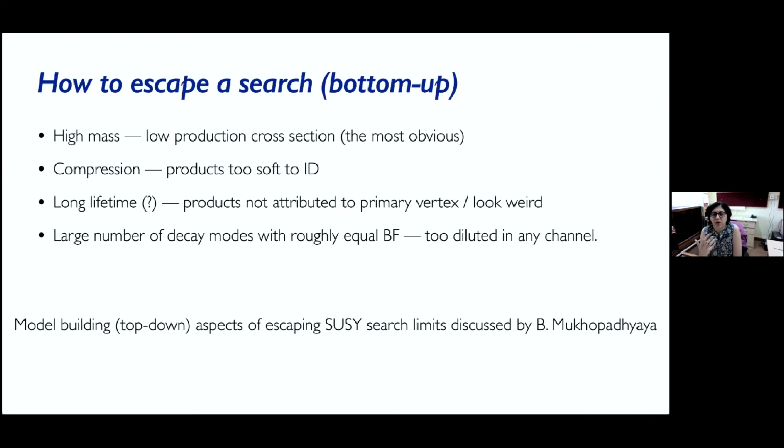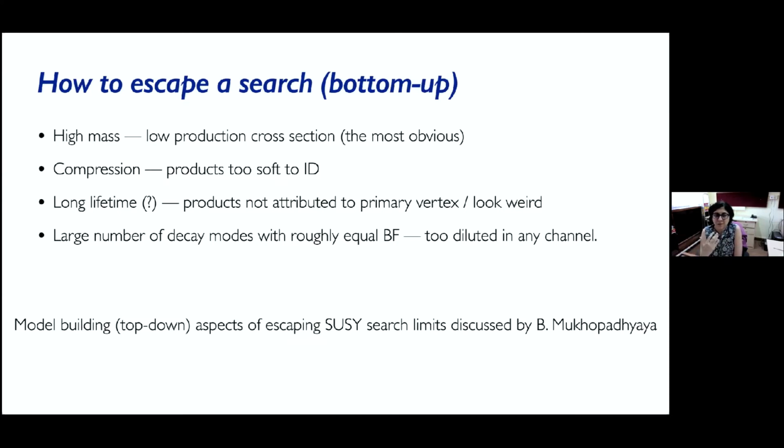So we have to ask the question, how do you escape a SUSY search? And of course, there are model building answers to this, and a huge list of those model building answers was discussed by Vishwarup again in the beginning of this conference. But what I'm going to talk about is the bottom-up approach, which is: these are the searches that we have, and if you want to escape detection in those, what do you have to do? So the first is quite obvious. You just have particles that are so massive that the production cross-section is very low. So that's the obvious way of escaping a search.